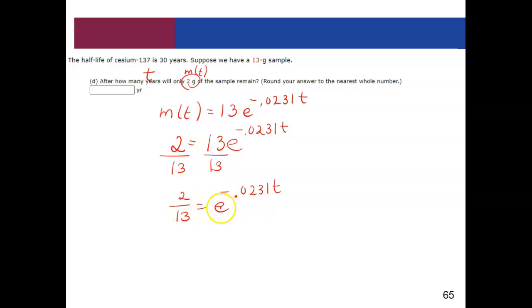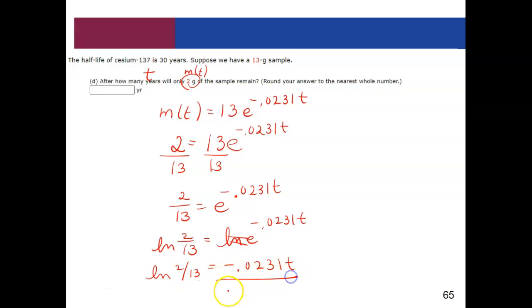And so now this is just a regular equation. We'll need to take the natural log of both sides to cancel that e. Okay, so we're left with negative 0.0231 t, and that's going to be equal to the natural log of 2 over 13. We'll divide that. Okay, so these are going to cancel. So t is going to be this expression here.